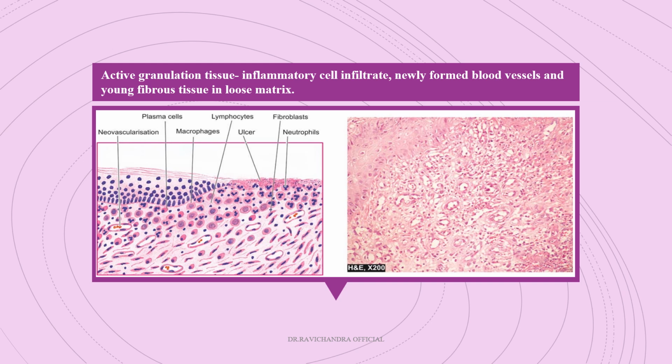There will be active granulation tissue consisting of inflammatory cell infiltrate, newly formed blood vessels, and young fibrous tissue in loose matrix. Simply, granulation tissue will have inflammatory cells, new vascularization or newly formed blood vessels, and fibrin or fibrous tissue in the loose matrix.